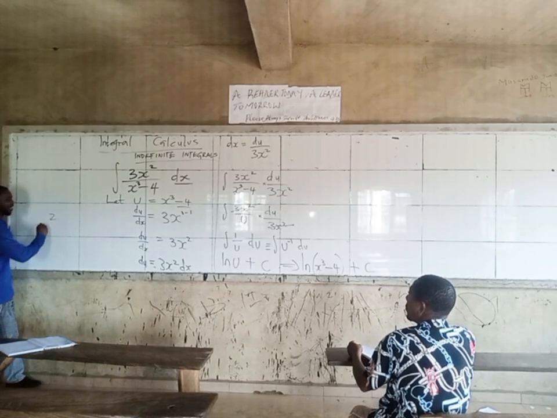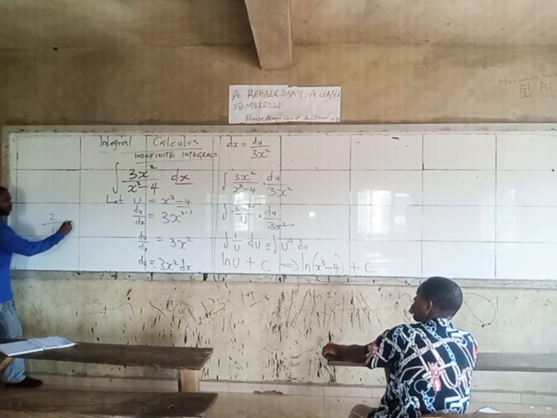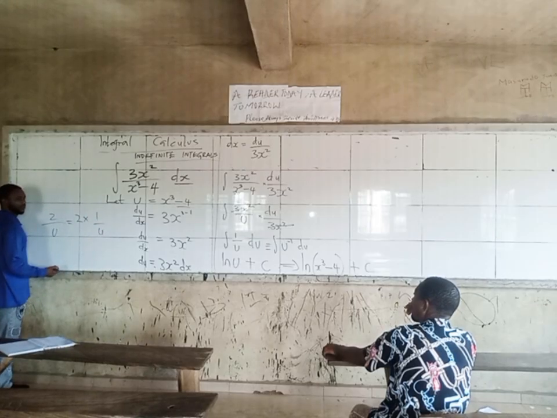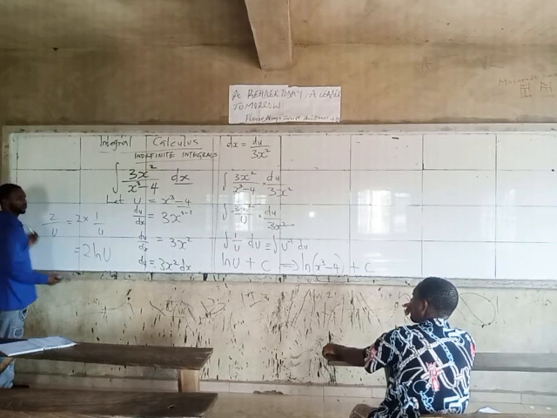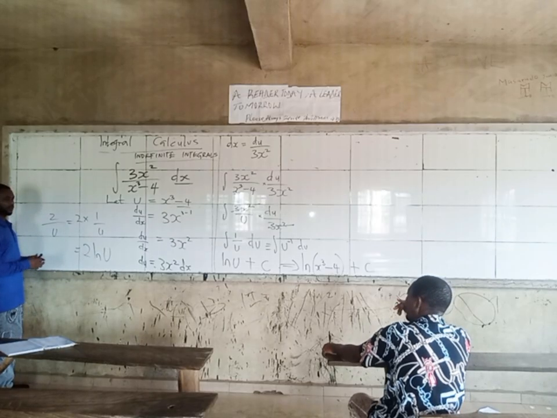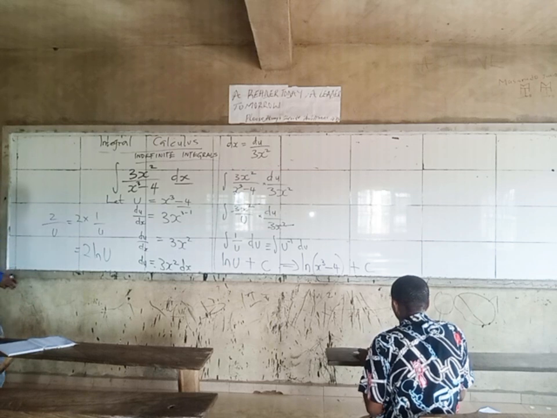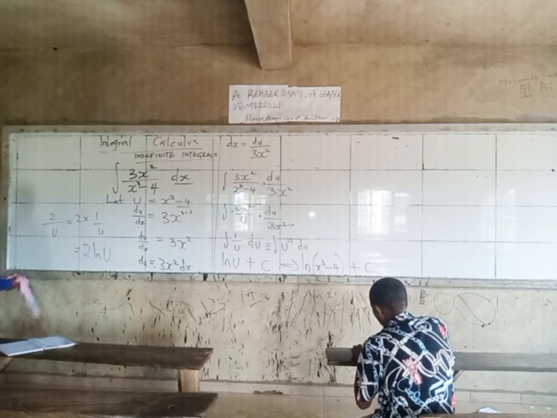If I have 2 over u, 2 over u is the same as saying 2 times 1 over u. So this is the same as saying 2 ln u. Natural log.